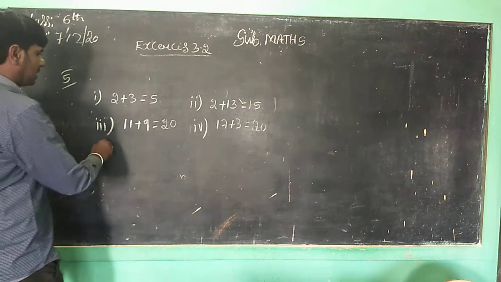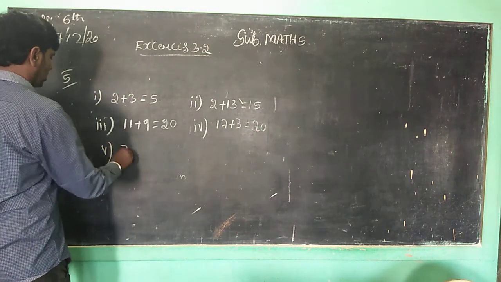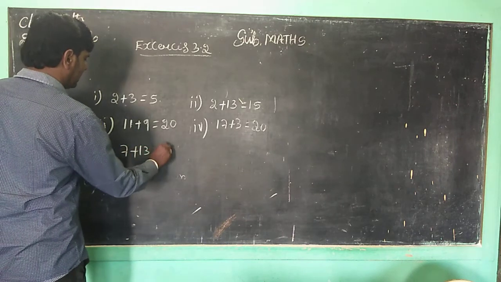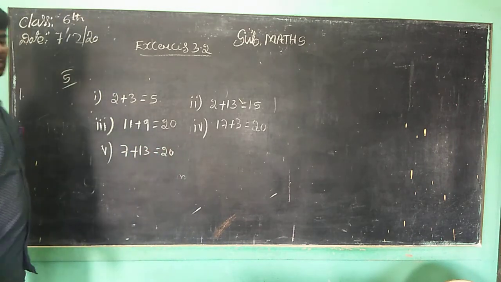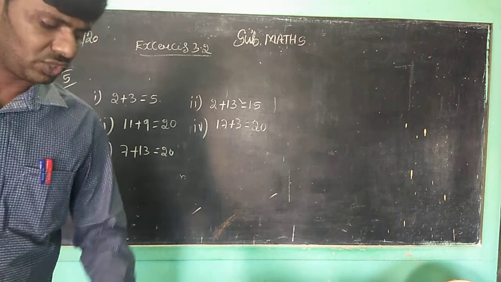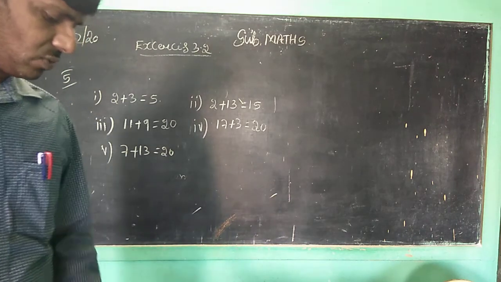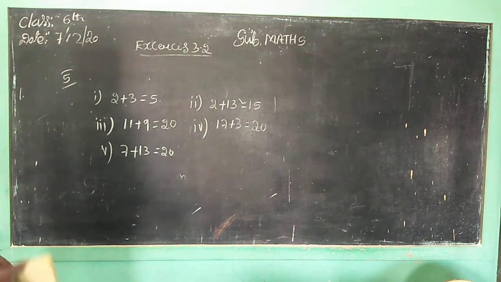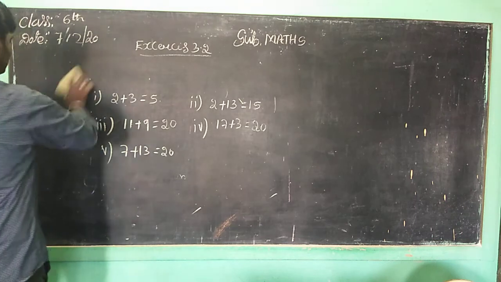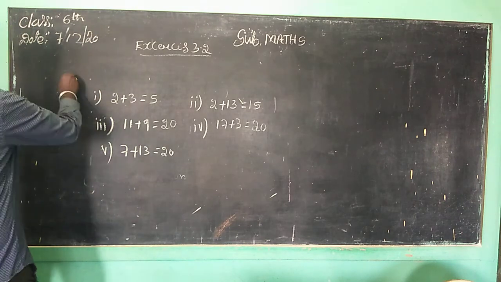And 7 plus 13 is equal to 20. It is also divisible by 5. Correct children? These are the answers. Children, now we take the last question: fill in the blanks. This is also the 11th question.